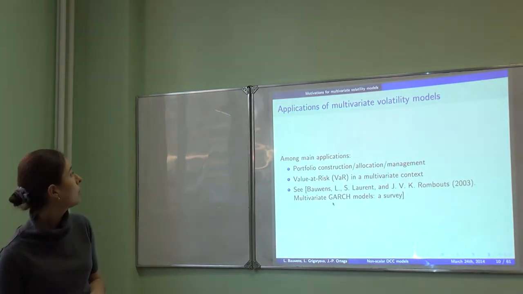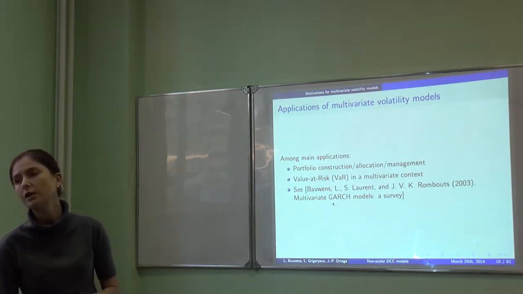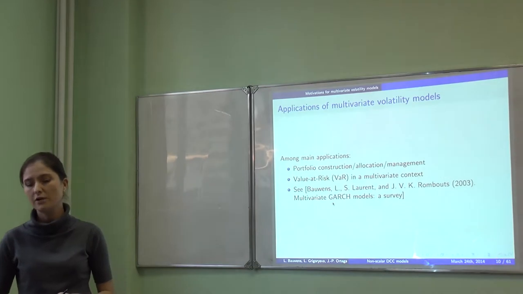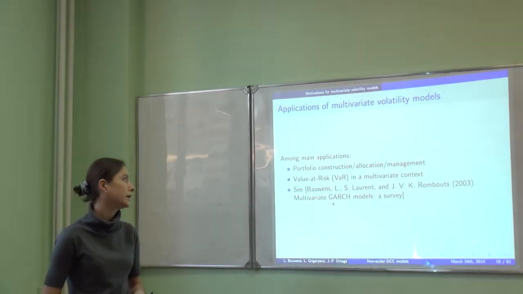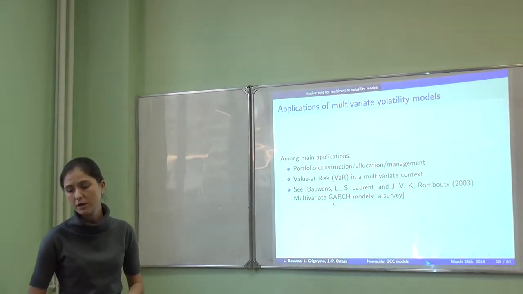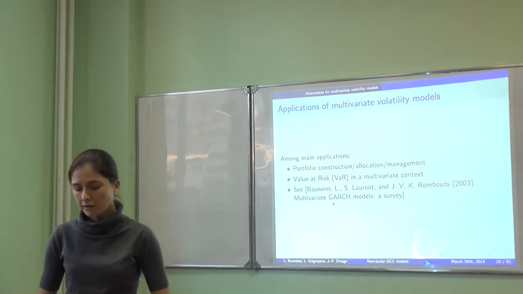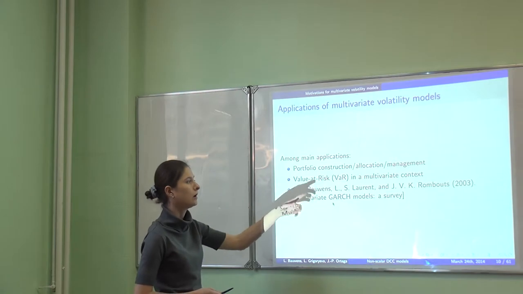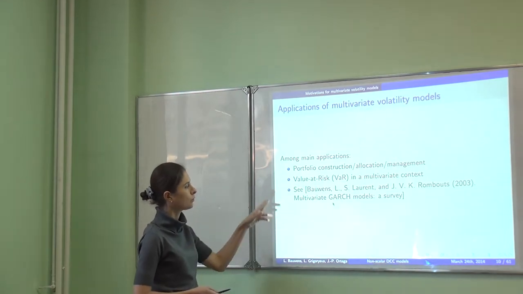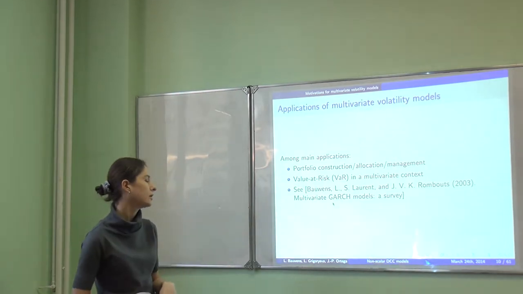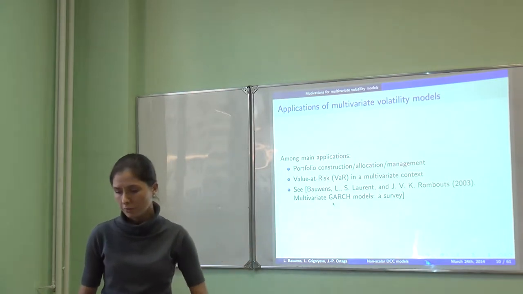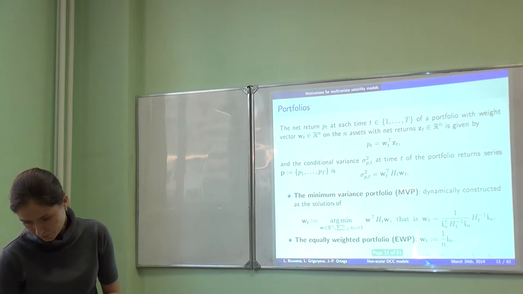So what are the applications of our multivariate volatility model? First of all, of course, portfolio construction and allocation management. Then value at risk measurement. And this work is also extremely helpful for those who may want to go into further reading, because it is a very nice survey on multivariate GARCH models.